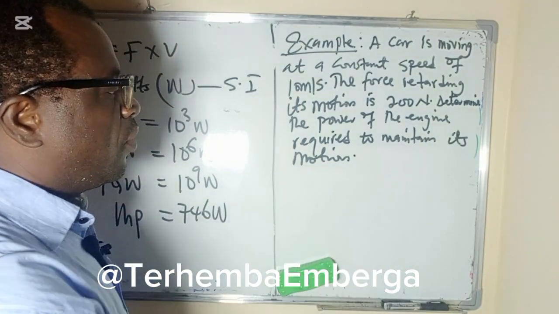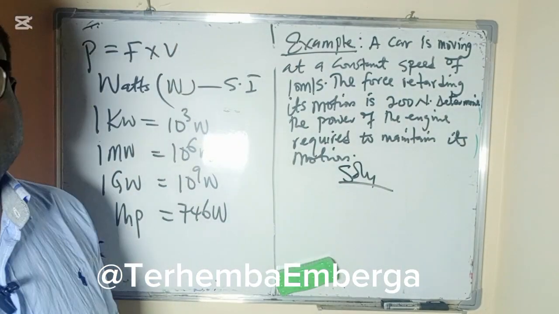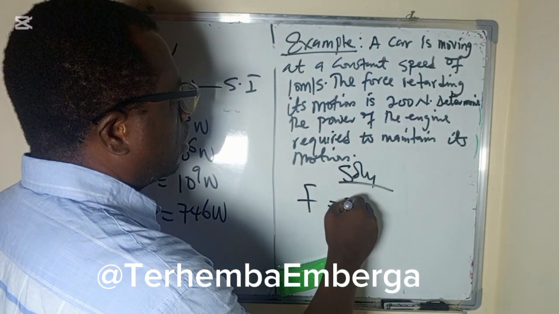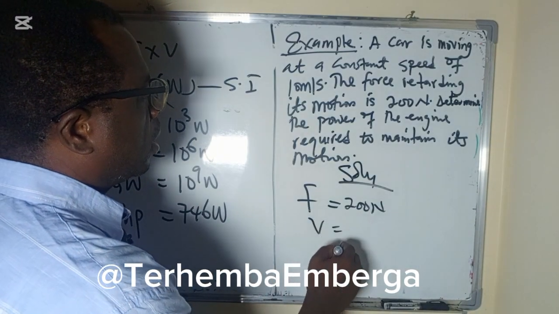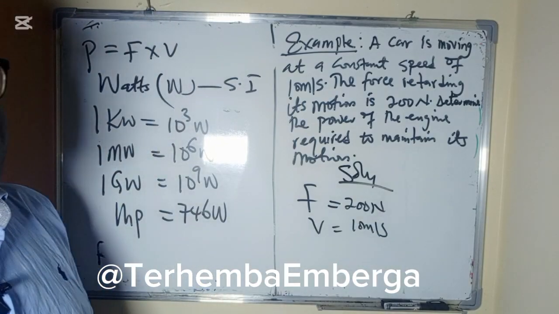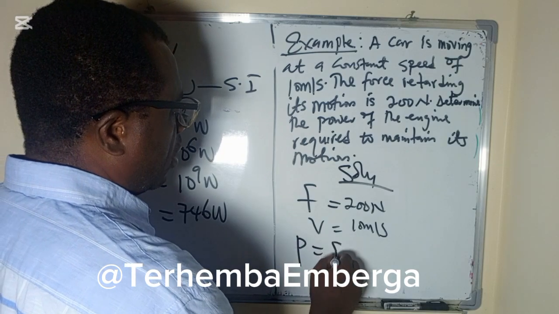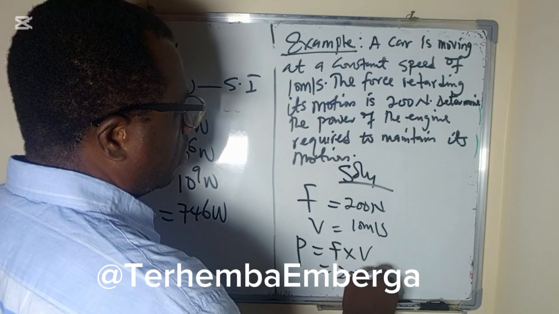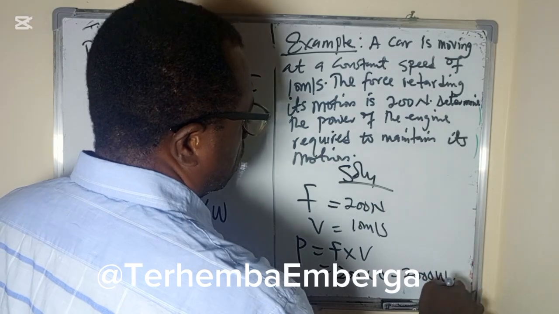Like I will always say, if you are given a problem, first of all, you list out the parameters. So in this case, force is given as 200 Newton. And what again? Speed is given as 10 meters per second. So what are you asked to calculate? Power. Therefore, power is equal to F times V, which is equal to 200 times 10, which is equal to 2000 watts.